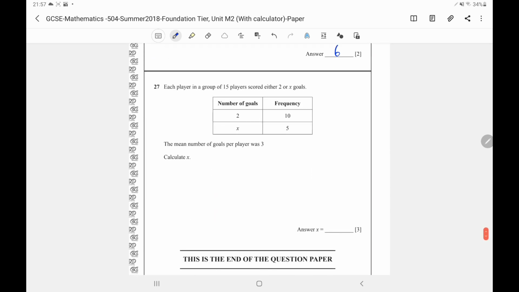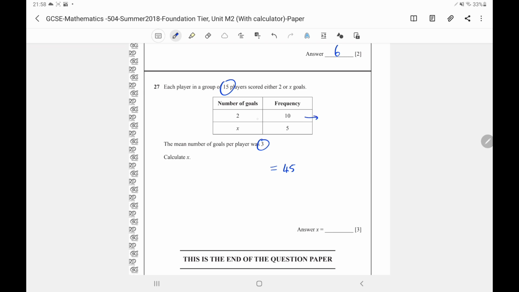The last question. Each player in a group of 15 players scored either 2 or X goals. The mean number of goals per player was 3. Calculate X. Because there are 15 players and the mean number was 3, that means that there were 45 goals scored. Because if you think about everybody averaging 3 goals, then 3 times 15 is 45.